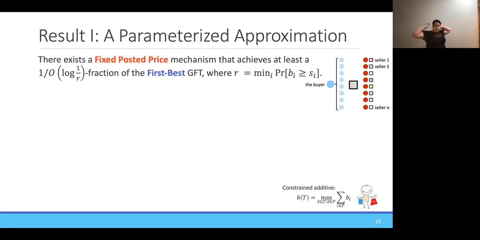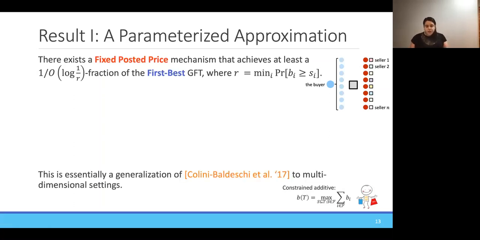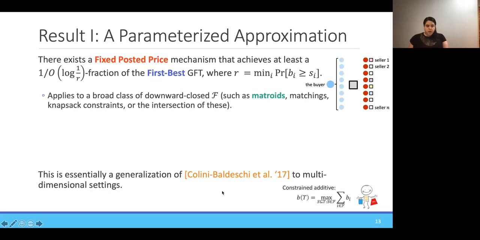Okay. So our result is that there is a fixed posted price mechanism. So there are just prices for the buyer, prices for the seller. That achieves at least a 1 over log 1 over R fraction of the first-best unconstrained gains from trade, where R is the minimum probability over all of the items that they're eligible to trade. Okay. So this is essentially a generalization of the Cesari-Baldeschi et al. paper to this multi-dimensional setting. That's the same approximation they got for bilateral trade. This applies to a broad class of downward closed constraints.